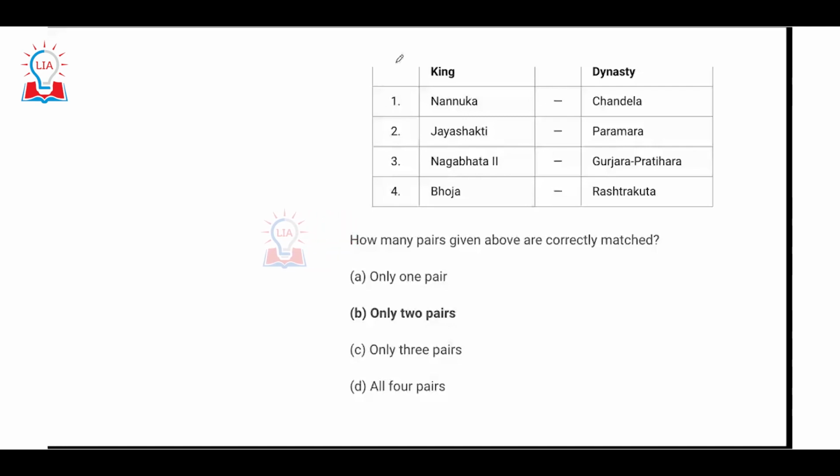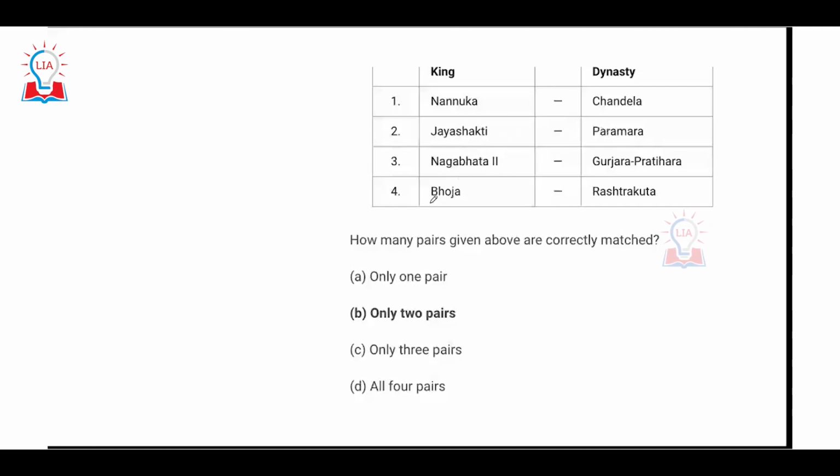Okay, now let's look at the answer. Nanuka, Chandela dynasty. Jaya Shakti, the statement says, belonged to the Paramara dynasty, which is incorrect. Jaya Shakti was also part of the Chandela dynasty, which means the second point is incorrect.